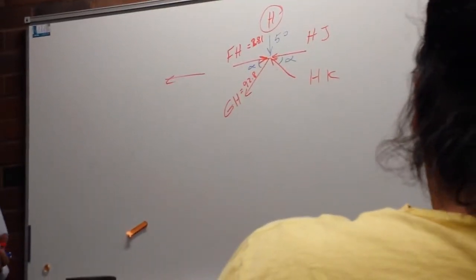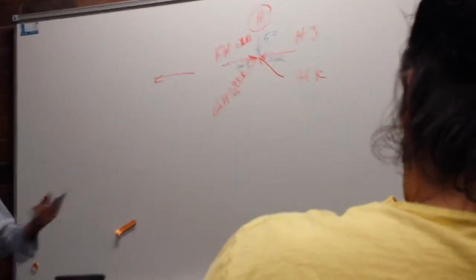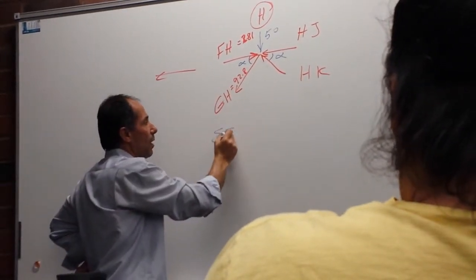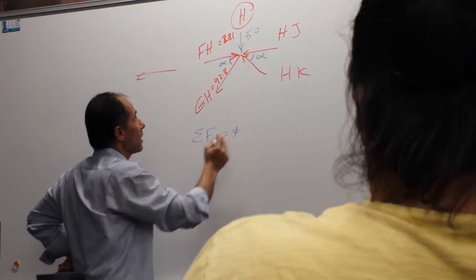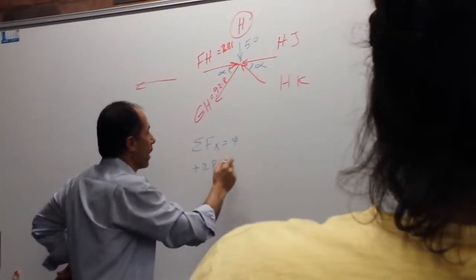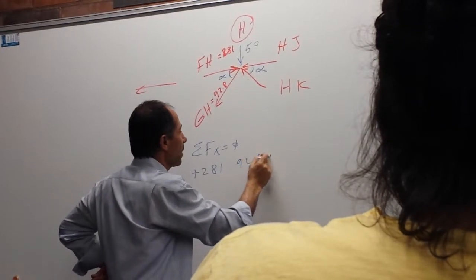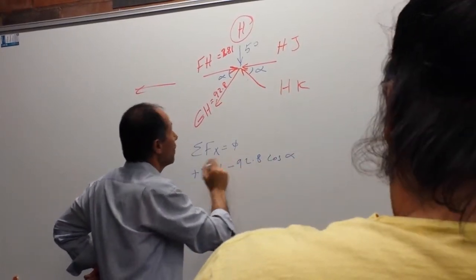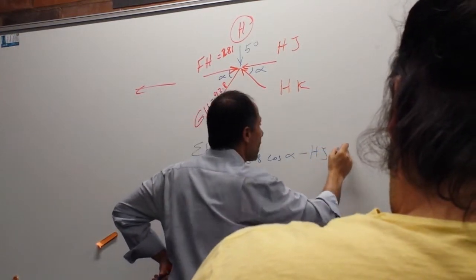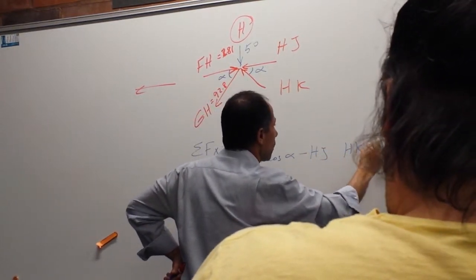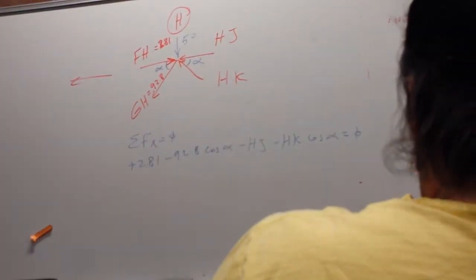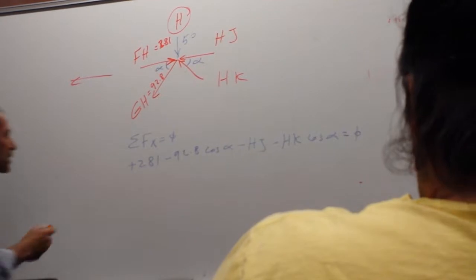We have two members here, and we have two equations of equilibrium. Sum of forces on x equals 0: we have 281 is positive, we have 92.8 cosine alpha is negative, we have HJ is negative, HK cosine alpha is negative, equals 0. Agree on this equation?